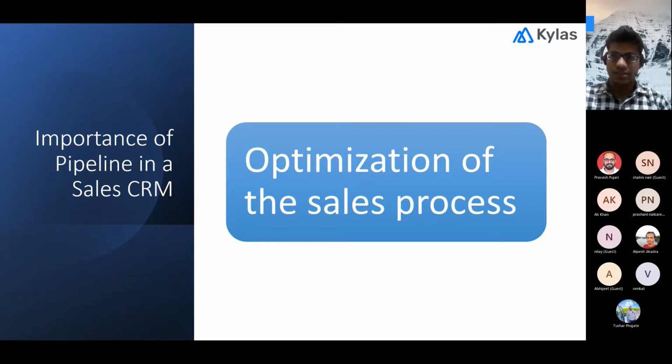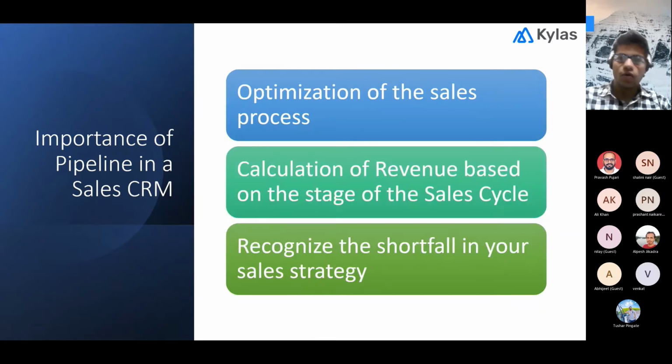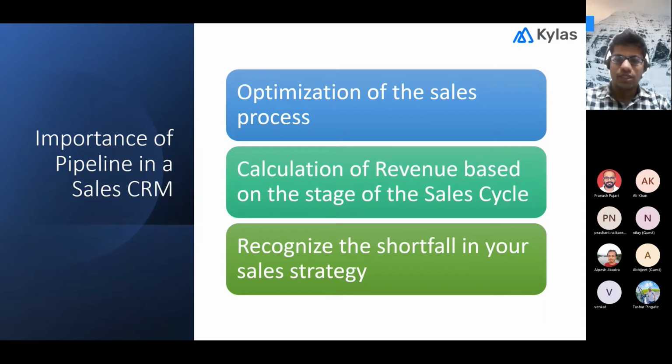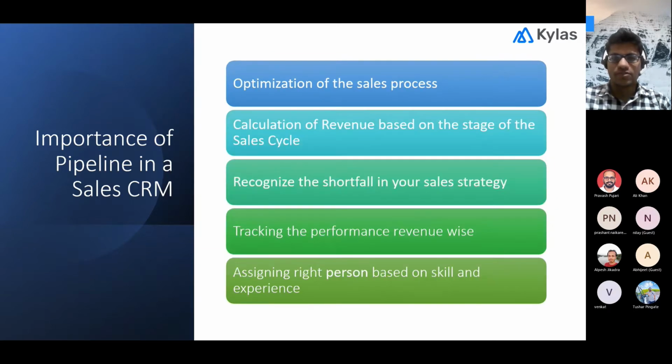It gives us a lot of clarity in terms of how our business is progressing, how our lead nurturing is progressing, and there are many key decisions that we can take based on the pipeline and its stages and the number of leads or deals lying in every stage, right? So how do we optimize our sales process with the help of a pipeline? How do we calculate the revenues based on the stages? How can we recognize the shortfall in our sales strategy just by looking at the reports? These are a few things that we are going to cover in today's webinar.